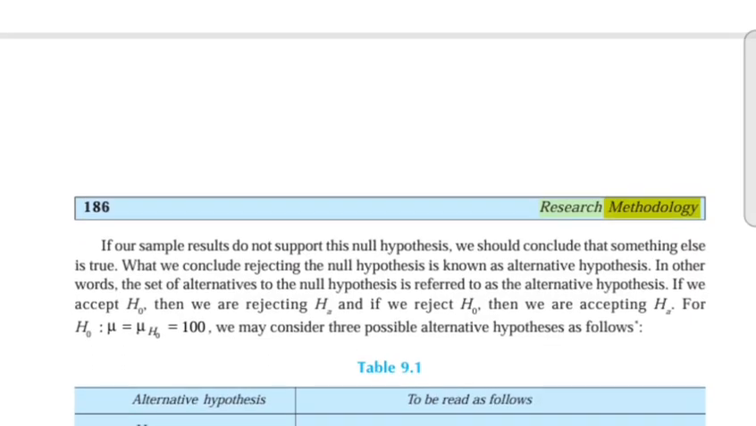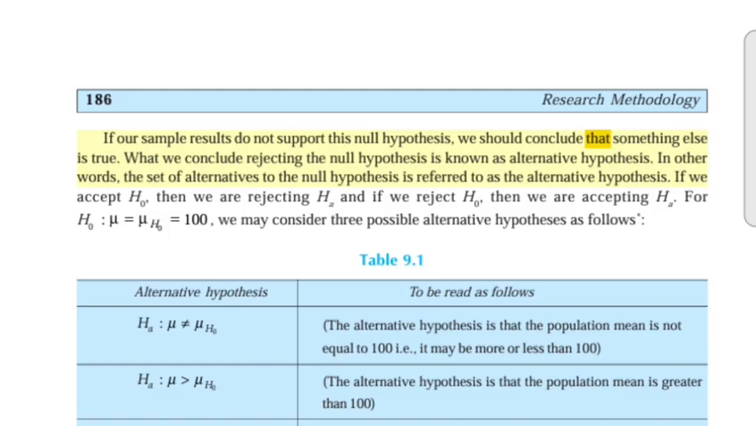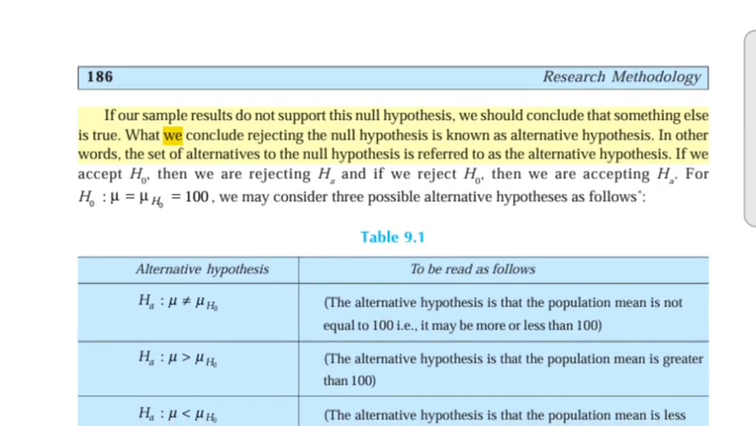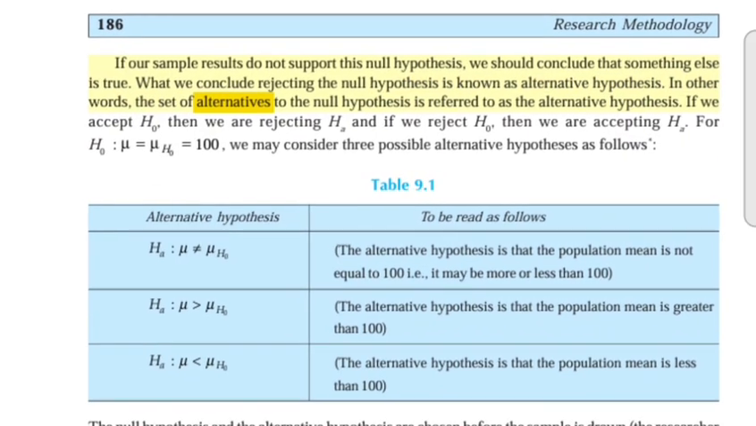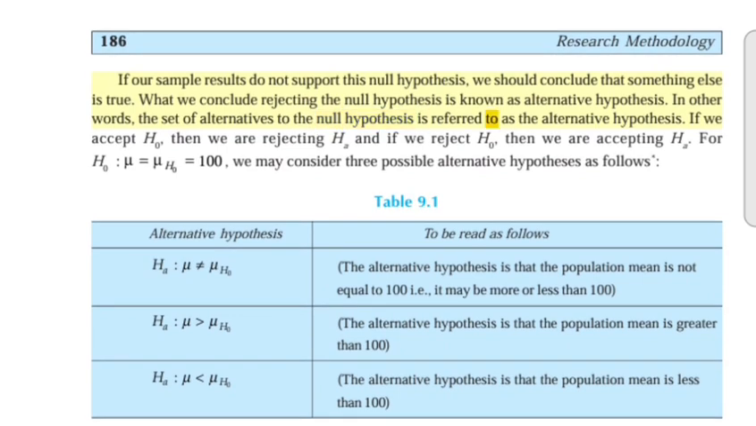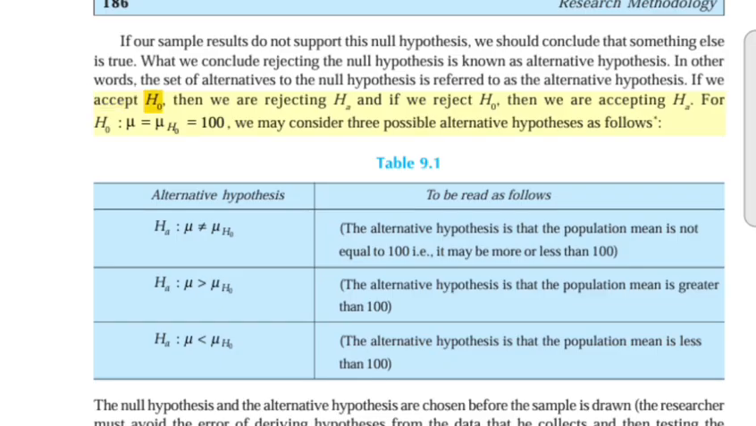Research methodology. If our sample results do not support this null hypothesis, we should conclude that something else is true. What we conclude rejecting the null hypothesis is known as the alternative hypothesis. In other words, the set of alternatives to the null hypothesis is referred to as the alternative hypothesis. If we accept H0, then we are rejecting HA, and if we reject H0, then we are accepting HA.